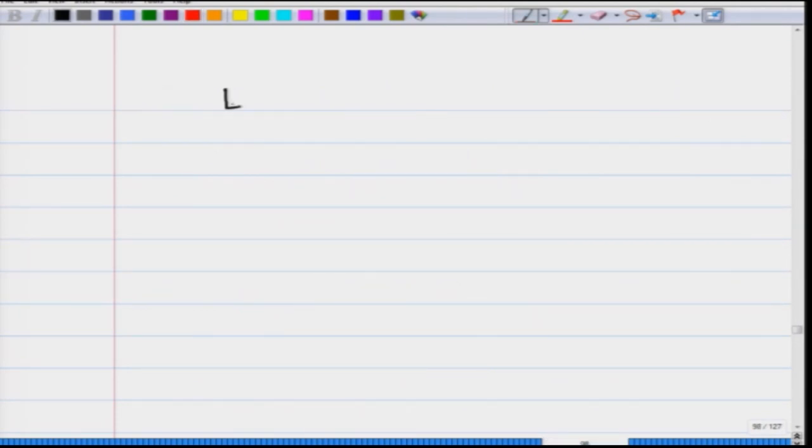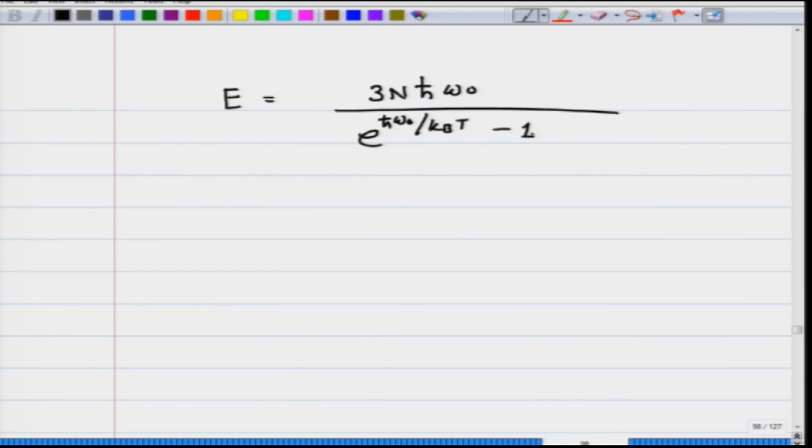So, I have E equals 3N h cross omega 0 over e raised to h cross omega 0 over k b T minus 1. As T goes to 0, e raised to h cross omega 0 over k b T goes to infinity.